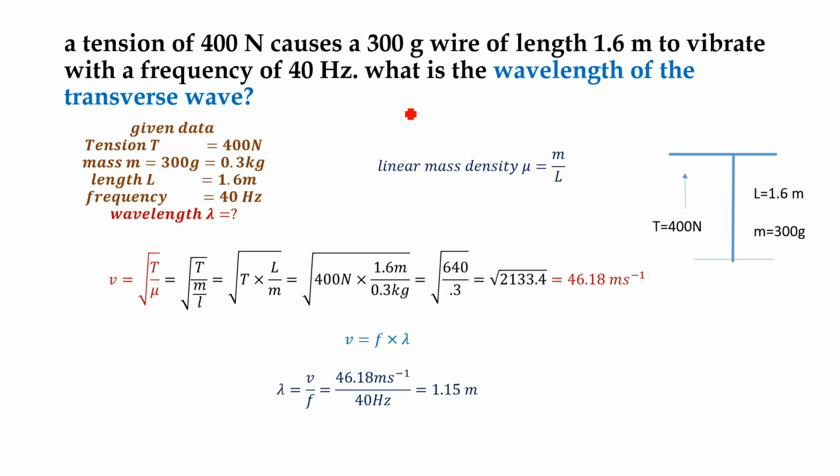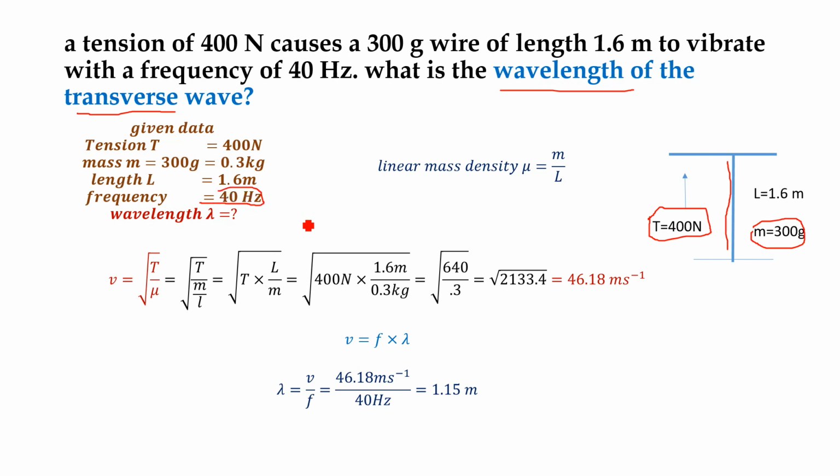Today we are going to find the wavelength of a transverse wave in a straight string. Now let's consider we have a straight string. The length of this string is given as 1.6 meter and the mass of this string is given in the numerical as 300 gram. It is stretched with a tension of 400 Newton. We will determine the wavelength of the transverse wave, where the frequency of this transverse wave is given as 40 Hz.